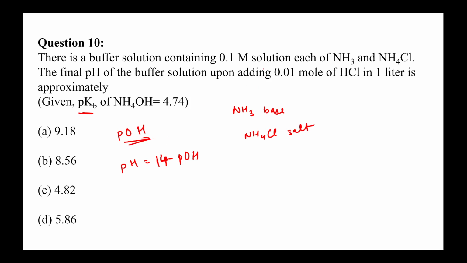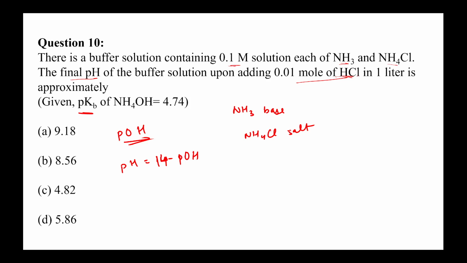Now, the trick is you have to find the pH after the addition of HCl. So first you have to calculate the moles of NH3 from the molarity. Since the volume is 1 liter, the moles would be the same. So 0.1 moles of NH3 and 0.1 moles of NH4Cl. From that, you will have to subtract and add the moles of HCl.